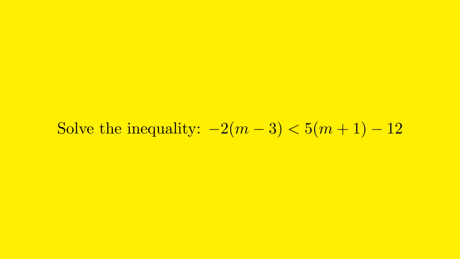In this video, we will be solving the inequality -2 multiplied by the quantity of m-3 is less than 5 multiplied by the quantity of m+1 minus 12. We will walk through the steps needed to simplify and solve this inequality. Stay tuned for the step-by-step solution.